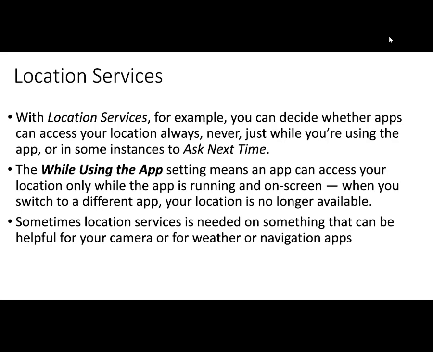So, for example, you can decide whether or not you want apps to access your location. And with location services, you do have a bit of different options to choose from. There are options to choose whether or not you want to have your location on always, never, or just while you're using the app. Sometimes you can even say, ask me next time. So what this means is that if you have it always, that means all the time they're going to know where you are. If you say never, the app will never know where you are currently.